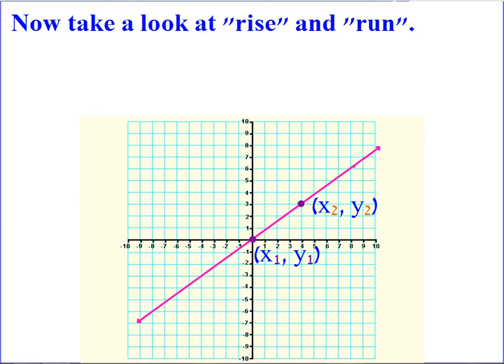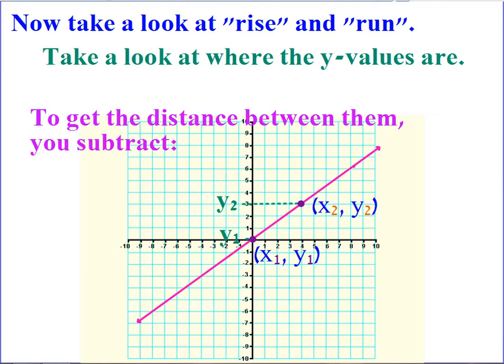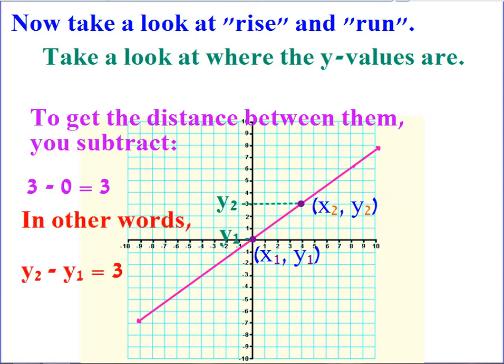Let's take a look at our rise and run now. If I go straight across from my points, if I'm looking at my y values, y1 would be down here at 0 and y2 would be up here at 3. To get the distance between them, or in other words to get my rise, I subtract. 3 minus 0 is 3. Or I could say that y2 minus y1 is equal to 3.